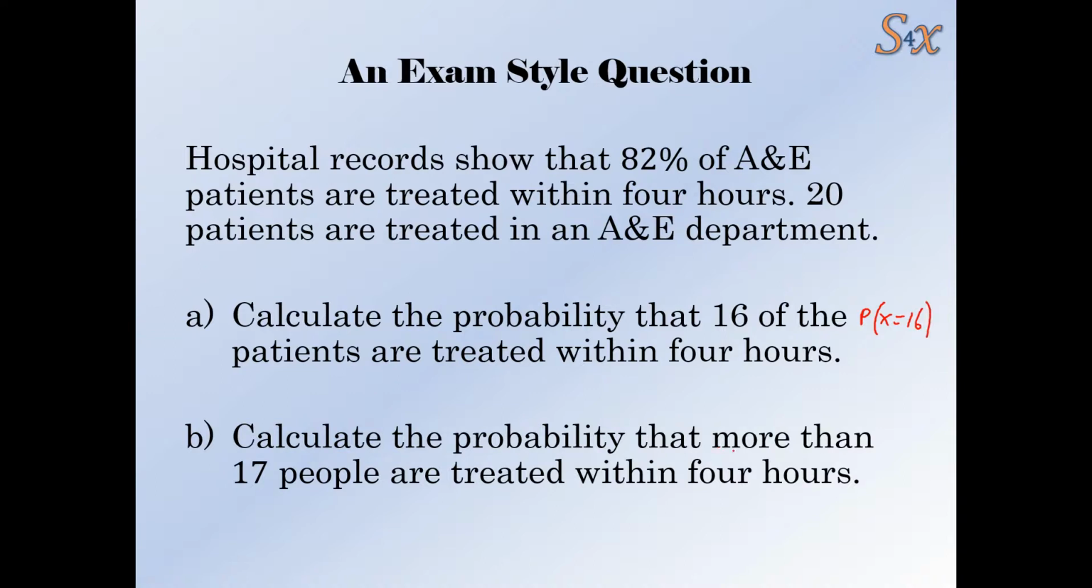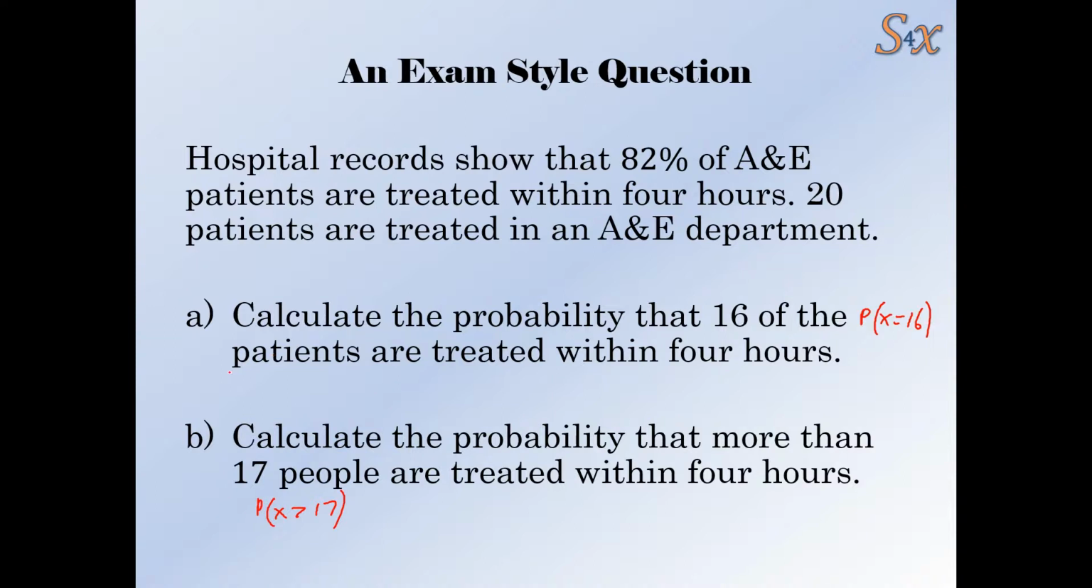And the probability that more than 17 people are treated within 4 hours. More than 17 means probability x is larger than 17. Okay. Have a think about this one. It is very tricky. If you've just got into this, chances are you'll find this very difficult. You will need several hours on Binomial to get your head round all of it. But have a think about it.